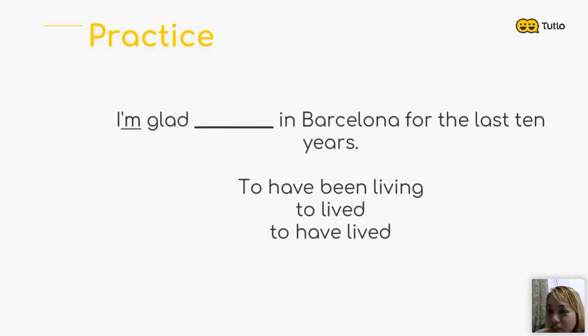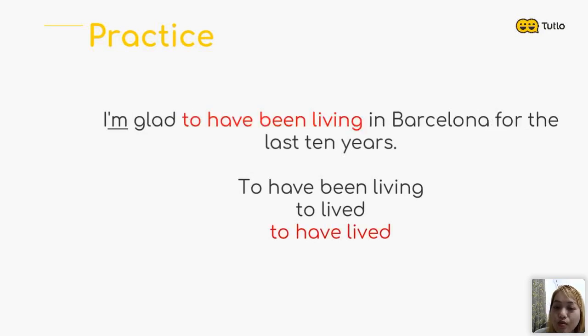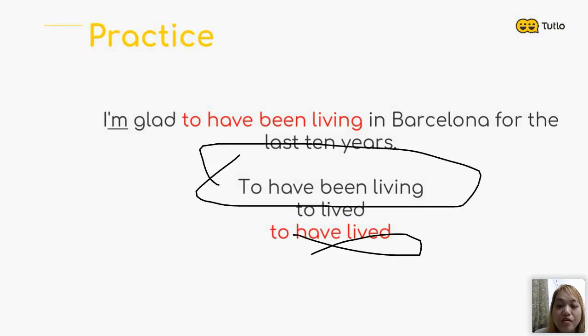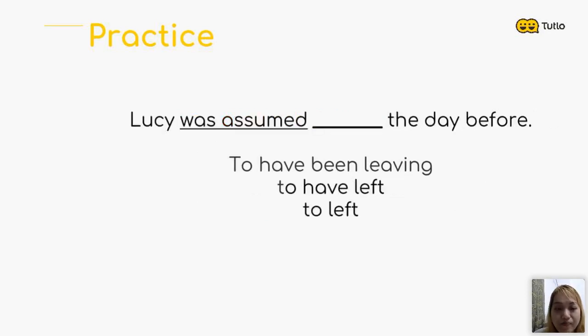Yep, thank you, Agnieszka. Thank you, Renata. So in this case, I'm glad to have been living in Barcelona for the last 10 years. Okay, we have to have been living in Barcelona for the last 10 years. Very good. Correct answer. Next.